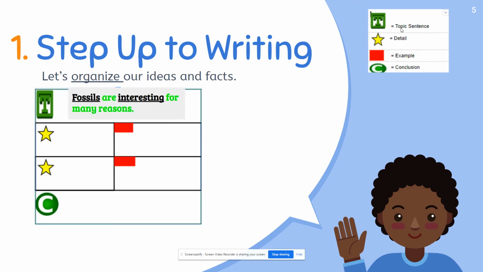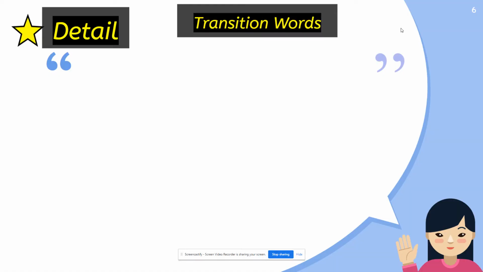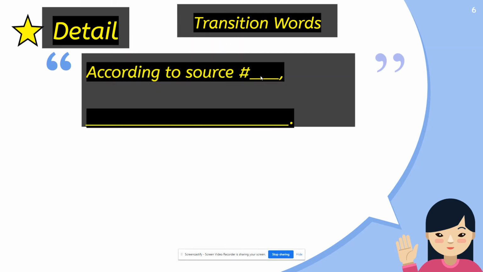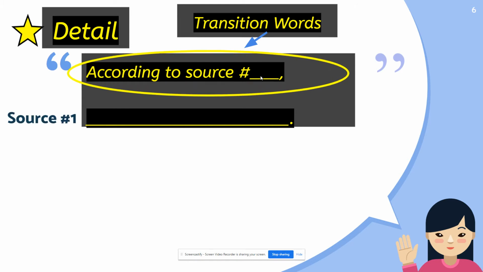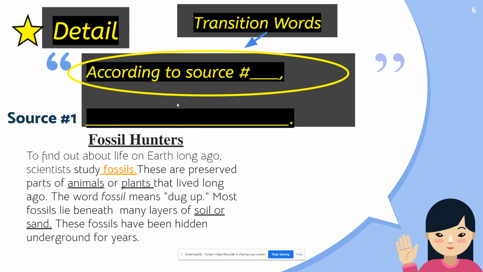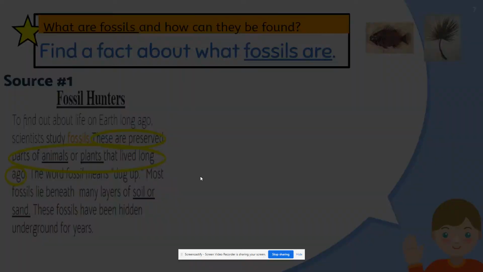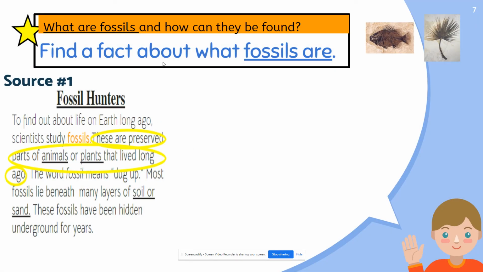You start with fossils are interesting for many reasons. Your detail, please cite your source. Use those transition words according to source number blank. Remember that you are working on source number 1 first, and it's titled Fossil Hunters, so remember that's the one we're citing first. What are fossils? According to source number 1, they are preserved parts of animals or plants that lived long ago. That's the first piece that we're focusing on.